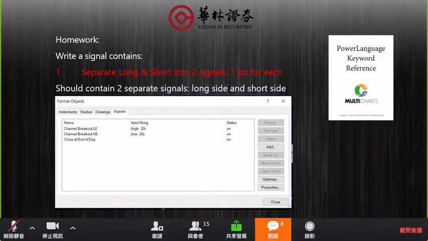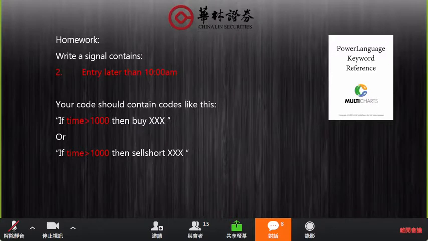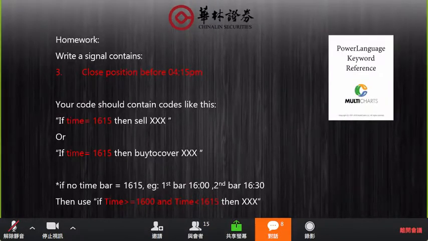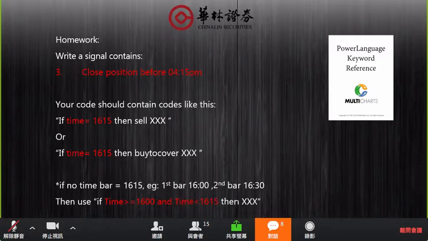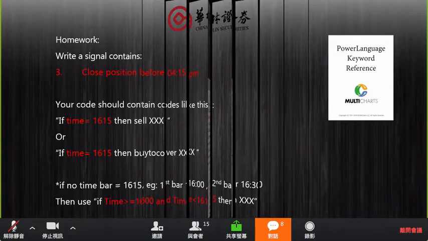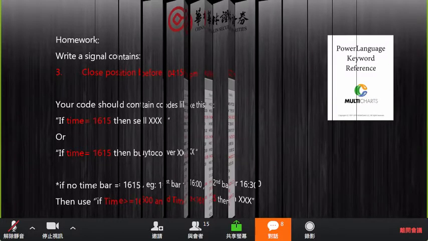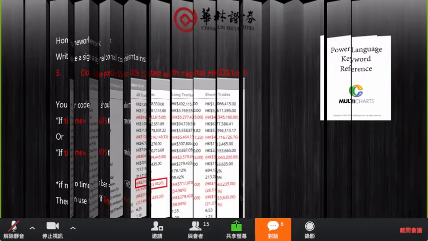Okay. Second one, entry later than a time, then you can do something like this. Just after time. It's more like a condition. When the condition is fit, then we do something. When the condition is not fit, then the whole script of code will not be run. Okay. Third one, close at or close within the time period, I've mentioned a few slides ago. Okay. And the fourth one, we'll talk about the MDD less than a certain amount. As you can see, the highlighted numbers would be the MDD.